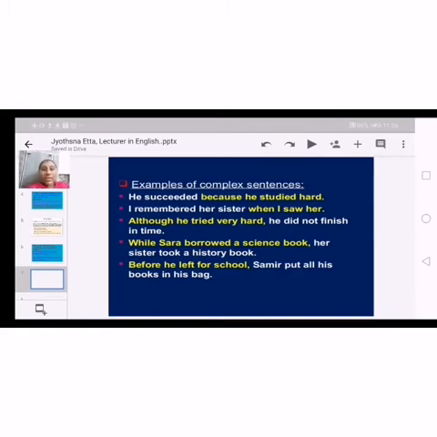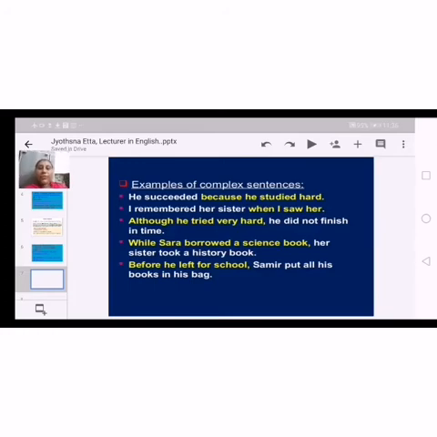Okay, so here while is showing the timing. So while one action is going on, someone is doing something. So here we are mentioning the two actions by referring to the time. Okay, and next, before he left for school, Samir put all his books in his bag. Of course, so Samir put all his books in his bag is a main clause. Before he left for school is a subordinate clause.